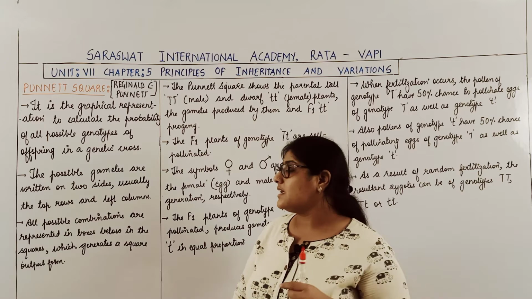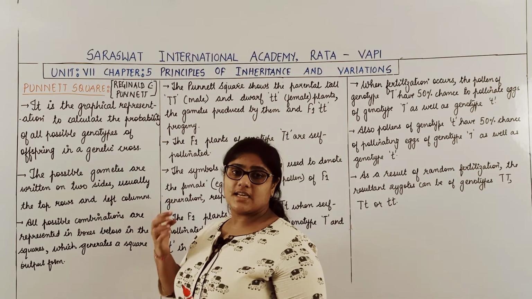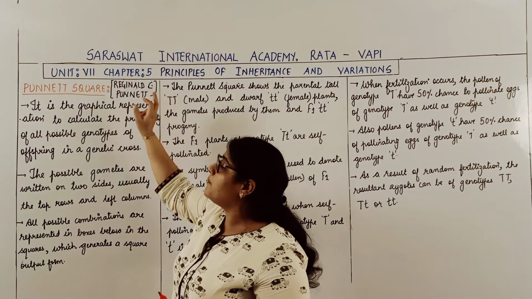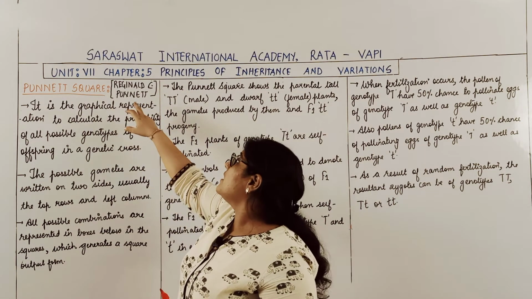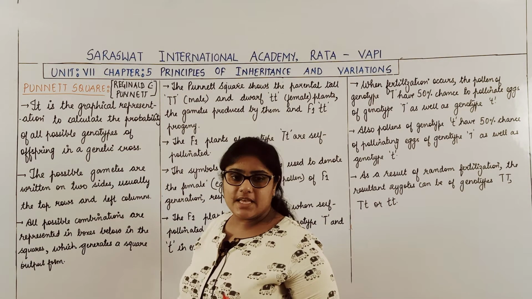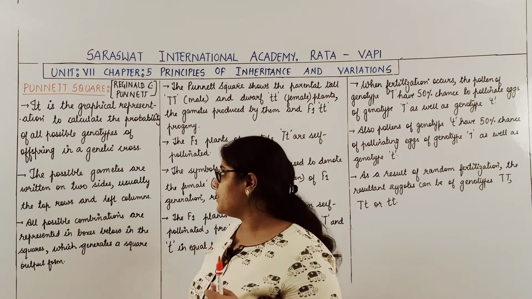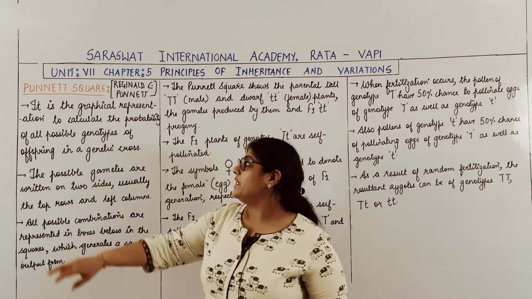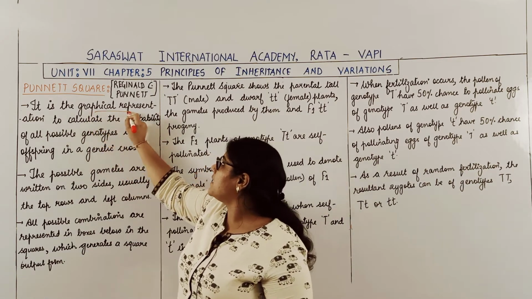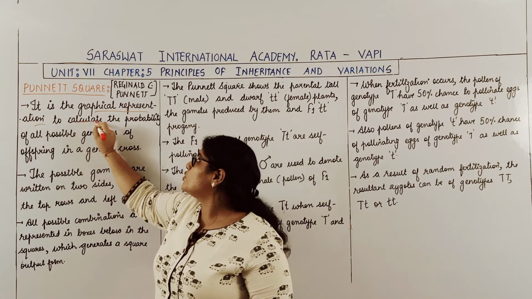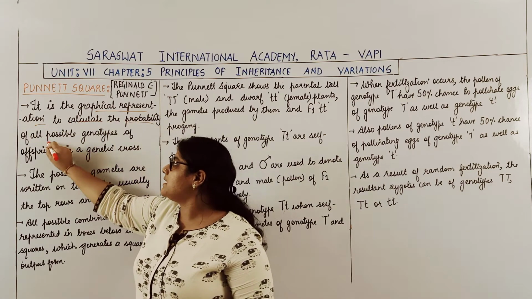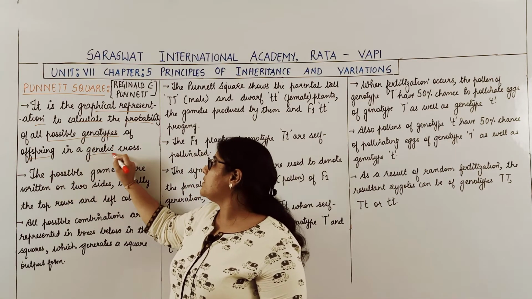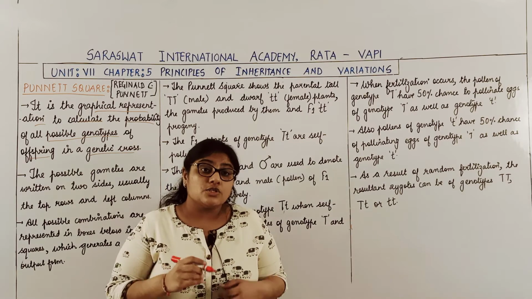This technique was given by geneticist Reginald C. Punnett. Who gave this technique? Reginald C. Punnett, and therefore it is called the Punnett square. So students, what is a Punnett square? It is the graphical representation to calculate the probability of all the possible genotypes of the offspring in a genetic cross.